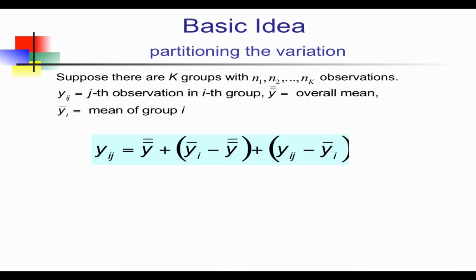Okay, so what is the basic idea? The basic idea really comes from the name, analysis of variance. From the name, you understand this hypothesis testing is really trying to decompose, or partition, the variance into different sources and then compare the variance from different sources. This is the key idea of ANOVA.